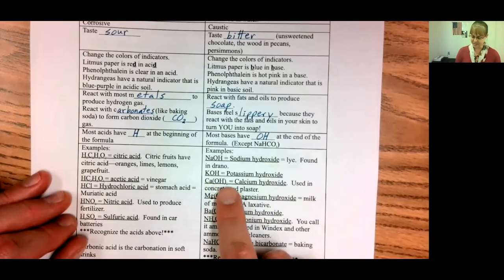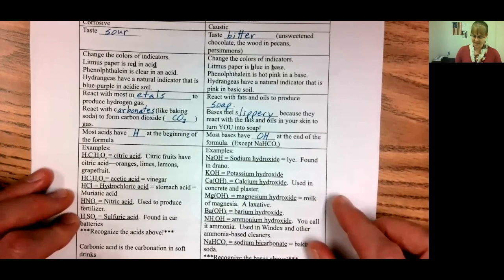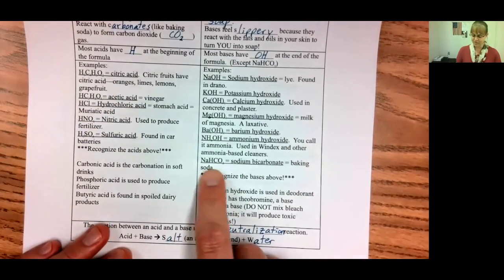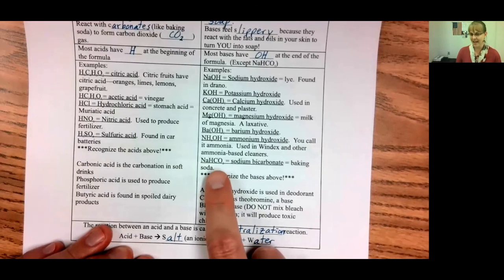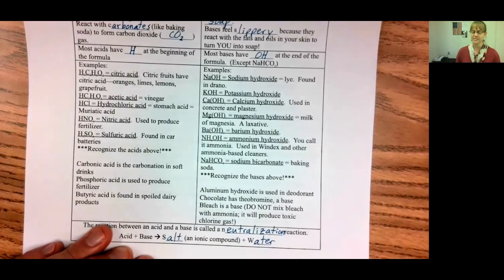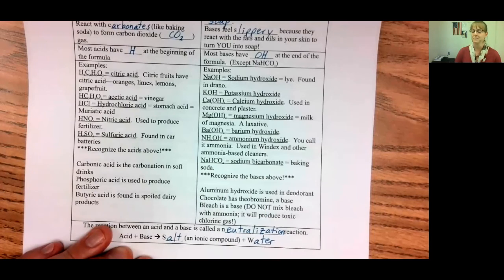Potassium hydroxide, calcium hydroxide, magnesium hydroxide, barium hydroxide, ammonium hydroxide, they all have hydroxides at the end, and they are all bases. And finally, sodium hydrogen carbonate, or sodium bicarbonate, is also a base that does not have hydroxide at the end. What happens is that base, when it's placed in water, rips the water apart and uses the water to make hydroxides. So you just need to know that sodium bicarbonate, baking soda, is a base, even though it doesn't have the hydroxide.